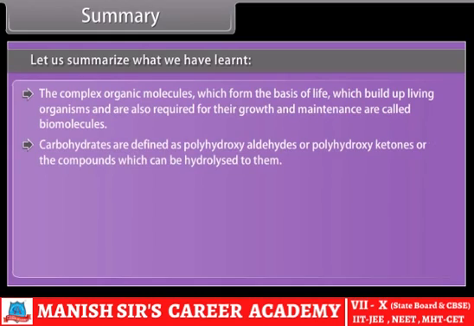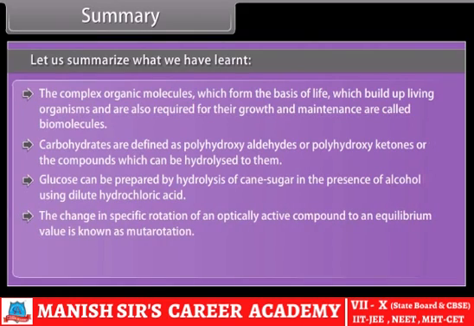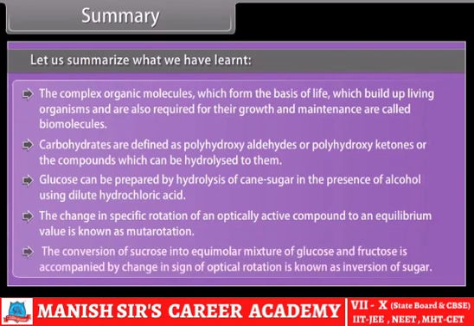Carbohydrates are defined as polyhydroxyaldehydes or polyhydroxyketones, or the compounds which can be hydrolyzed to them. Glucose can be prepared by hydrolysis of cane sugar in the presence of alcohol using dilute hydrochloric acid. The change in specific rotation of an optically active compound to an equilibrium value is known as mutarotation. The conversion of sucrose into equimolar mixture of glucose and fructose is accompanied by change in sign of optical rotation, known as inversion of sugar.